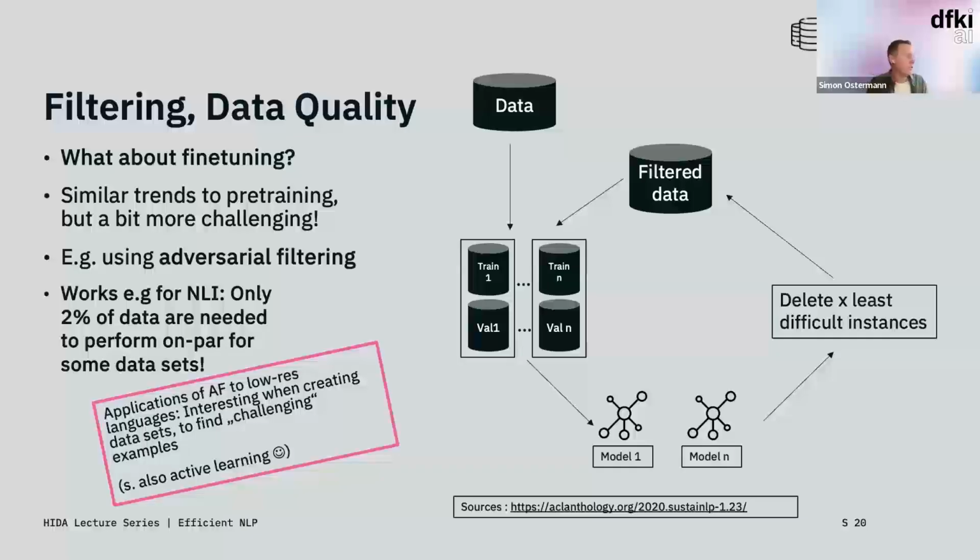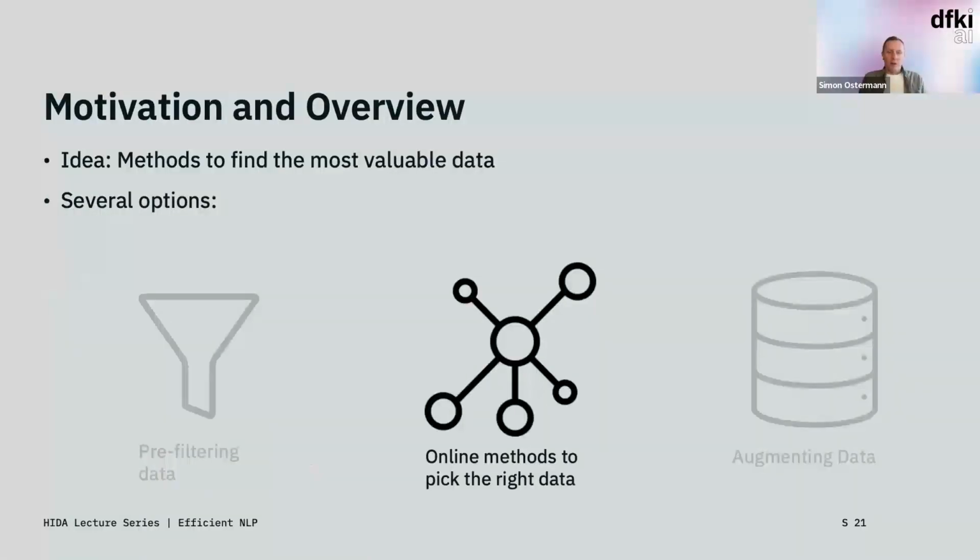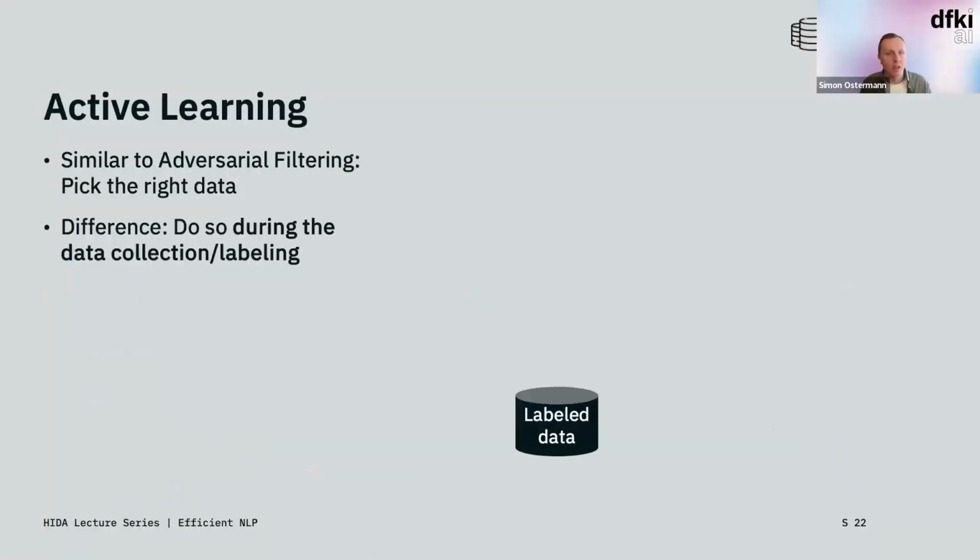Of course, this is interesting for low-resource languages when you create data sets, to find the challenging examples, right? So imagine you have an unlabeled data set and you want to find out which are the examples that I really need an annotator to look into. And this is very similar then to active learning, which we will talk about later. Right, online methods to pick the right data, which is active learning.